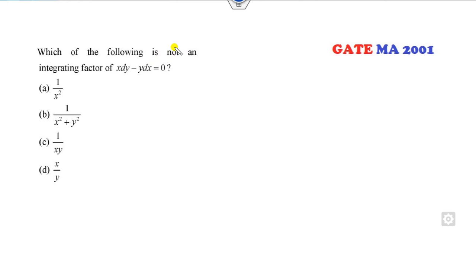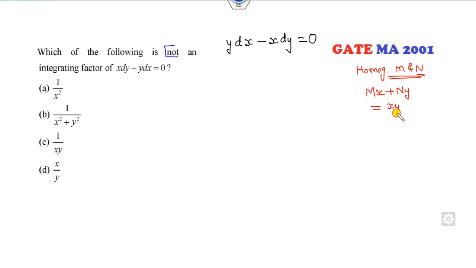Which of the following is not an integrating factor? So you can see, I can write in terms of M dx. So y dx minus x dy is equal to 0. So clearly, again they are homogeneous because M and N are homogeneous. So the integrating factor will be 1 over Mx plus Ny. But what is the value of Mx plus Ny? xy minus xy is 0. So once it's 0, 1 over xy is the integrating factor.